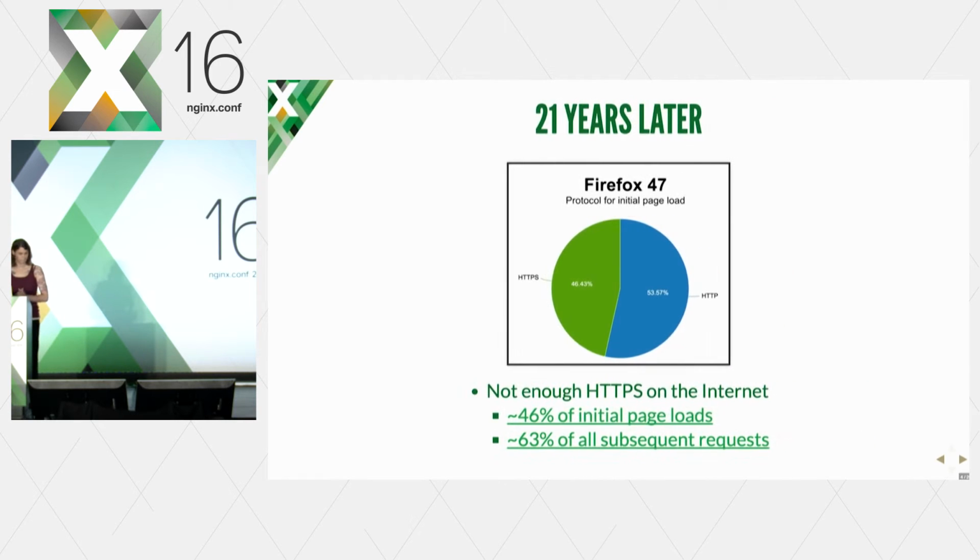But unfortunately, what we have found at Mozilla is that is far from the case. Now, this is data that users have decided to share with us, Firefox users who have agreed to opt in to share telemetry. And what we found is that only 46% of initial page requests are done over HTTPS, and only about 63% of subsequent requests are done over HTTPS. Now, that would be things like JavaScript, style sheets, and images.